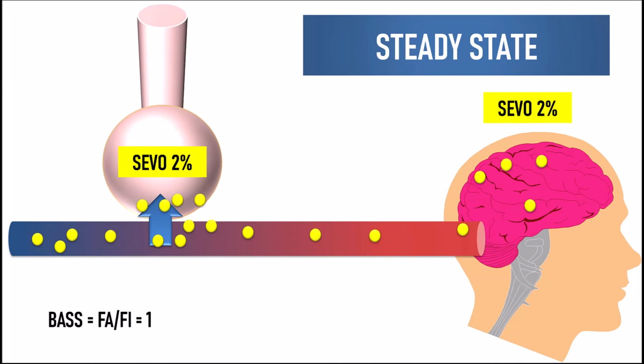So at brain alveolar steady state, the FA-FI equals 1. The inhaled and exhaled volatile agents are the same. It's not a fixed concept. The steady state is always defined relative to the target partial pressure. For sevoflurane, for example, this may be 1.8% or lower, or 2.2% or higher.